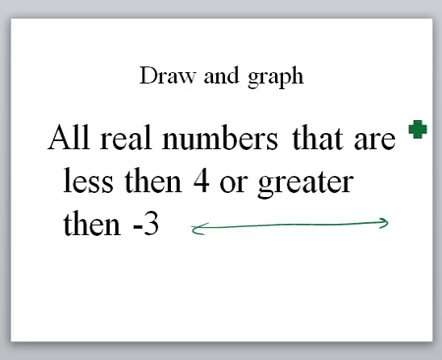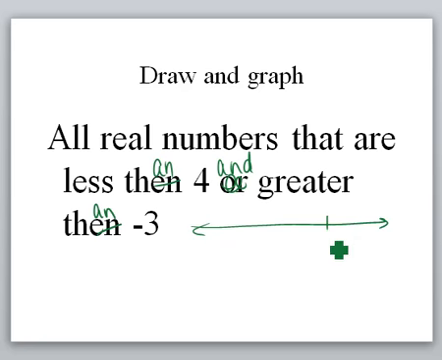So the first one is, let's change this. This is supposed to be an and statement. So we're going to have, it says less than 4. All real numbers that are less than 4 and greater than -3. And I have some major typos here. So this is supposed to be and and this is supposed to be and. I apologize for those. I do want to make this an and statement.